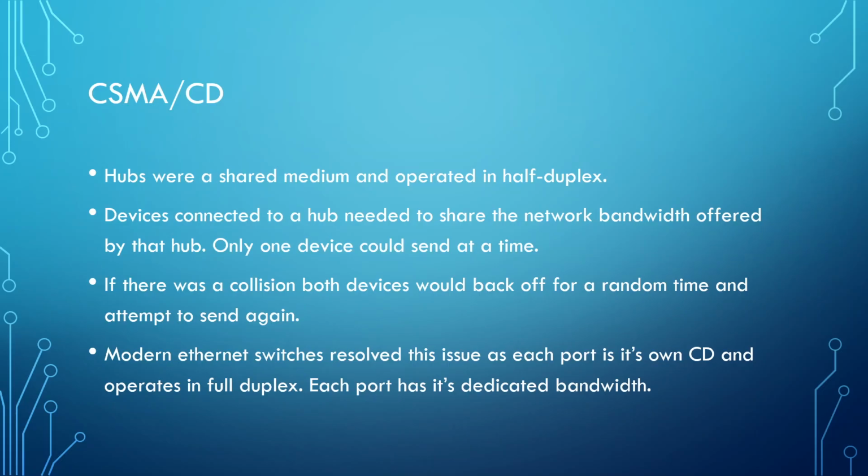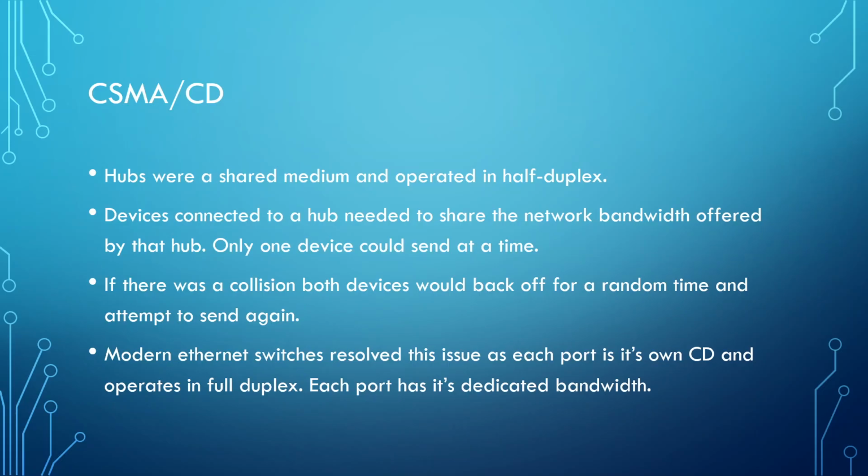Devices connected to a hub need to share the network bandwidth offered by the hub. Only one device could send at a time, unfortunately. And again, if there was a collision, then both devices would back off for a random time and attempt to send again. Now, modern Ethernet switches resolve this issue, as each port has its own dedicated bandwidth, each port is its own collision domain, and each port operates in full duplex.